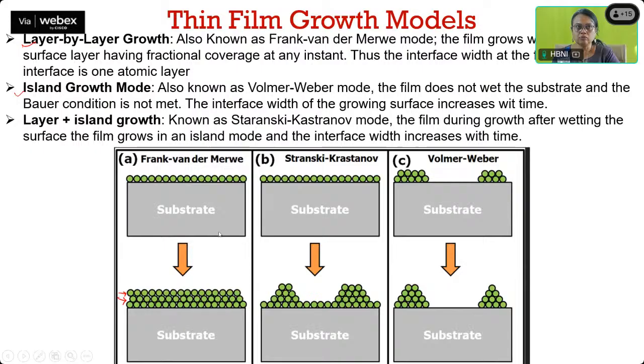And the third mode of growth is the mixture of both of these, the layer and the island growth. It is known as the Stranski-Krastanov mode. The film during growth, after wetting the surface, grows in an island mode and the interface width increases with time. Okay, so at some position the thickness of the film is less and at some position it is more. So these are the three types of thin film growth models.